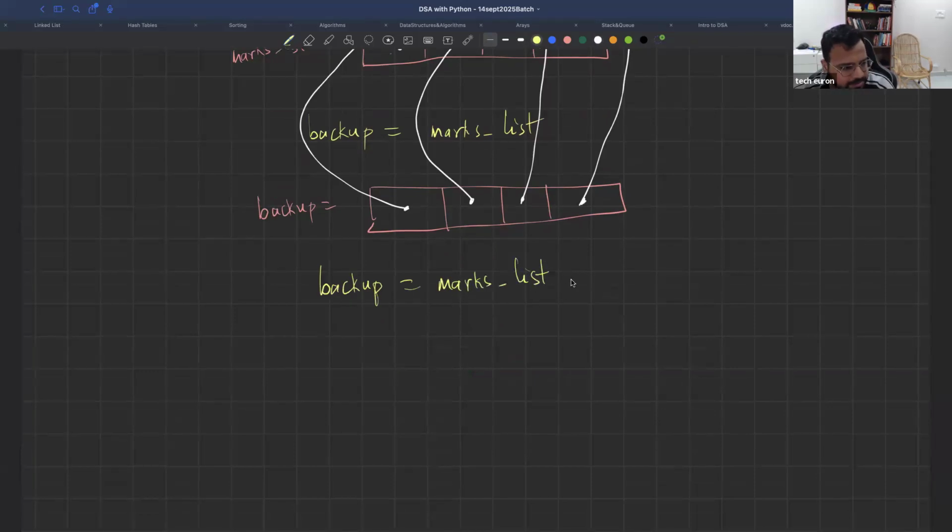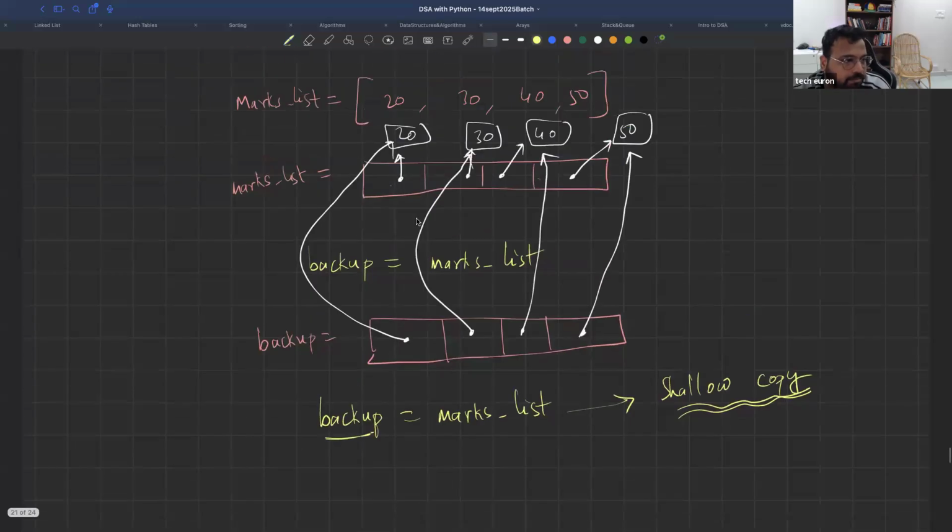When you're creating this marks list like this, we will say this is a shallow copy, because it is not creating a new list. The data is still the same. This is only pointing to the same item which was there.